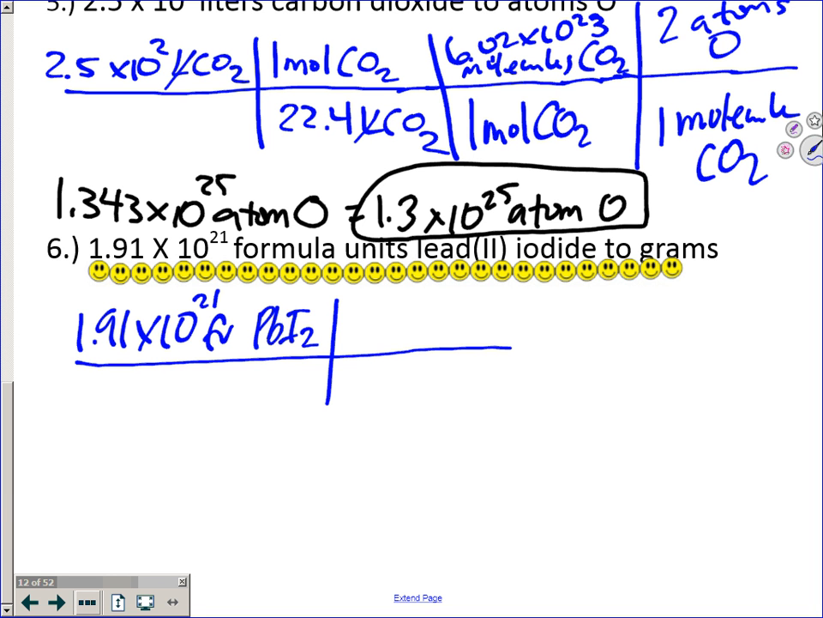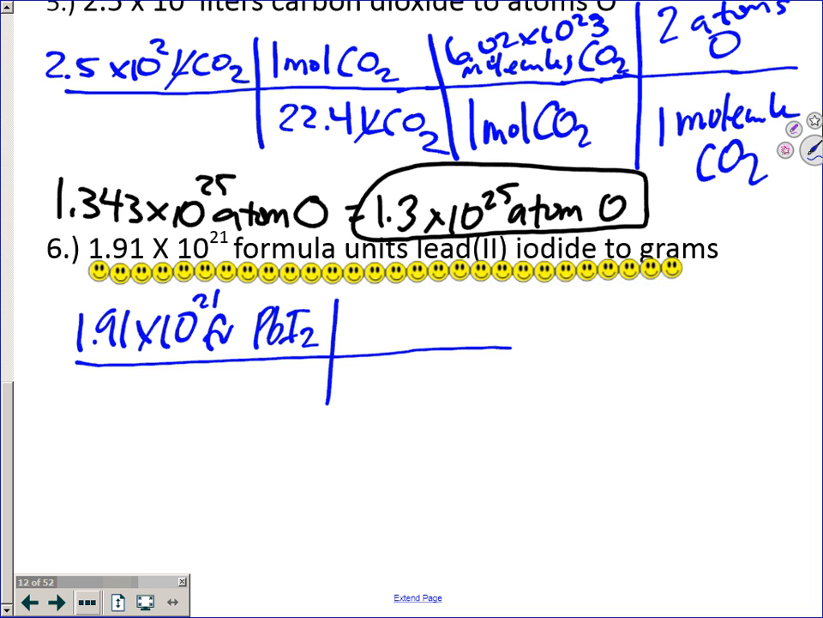Boom. Particles, follow the yellow brick road all the way to mass, but you can't go from here to here because there's no road here. So go from particles to moles to mass. So it's a two-step process. Back to me. Particles go top or bottom here? Particles to cancel them. Make a choice. I need to cancel formula units.